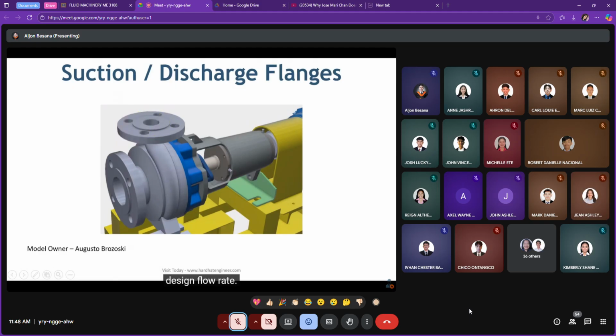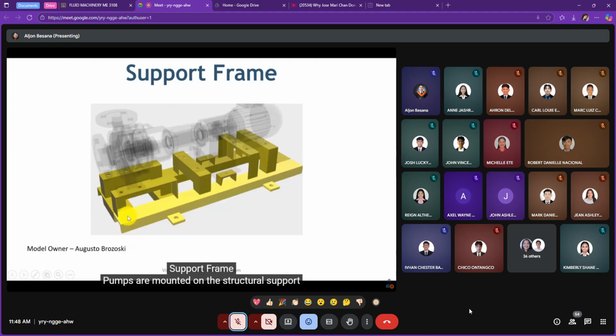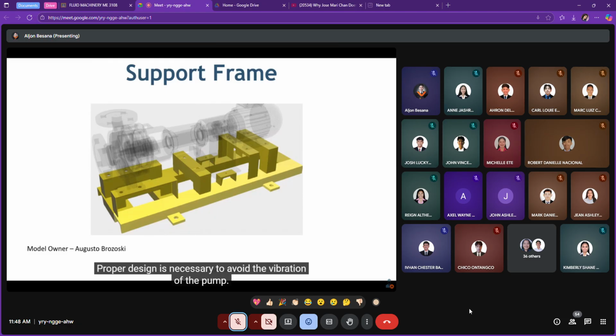The last part of the pump is a support frame. Pumps are mounted on the structural support frame. This frame provides the base for the pump and driver. Proper design is necessary to avoid the vibration of the pump.